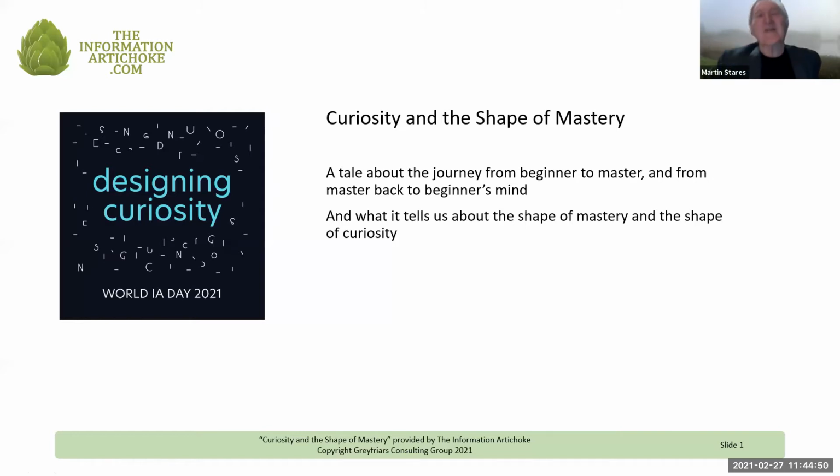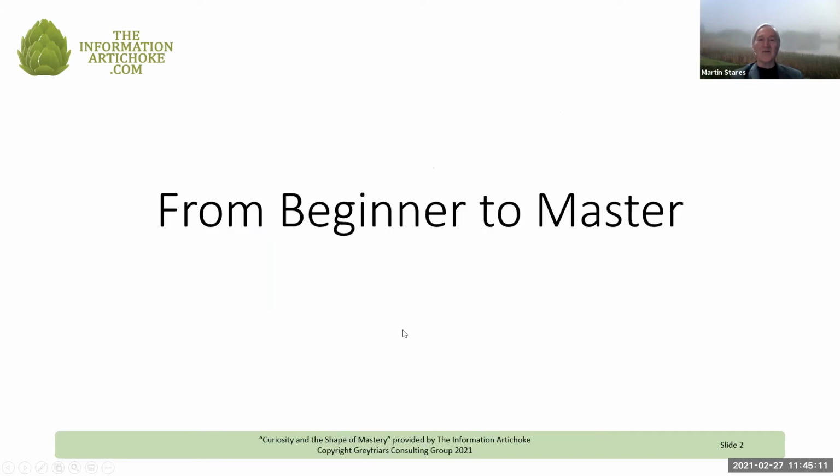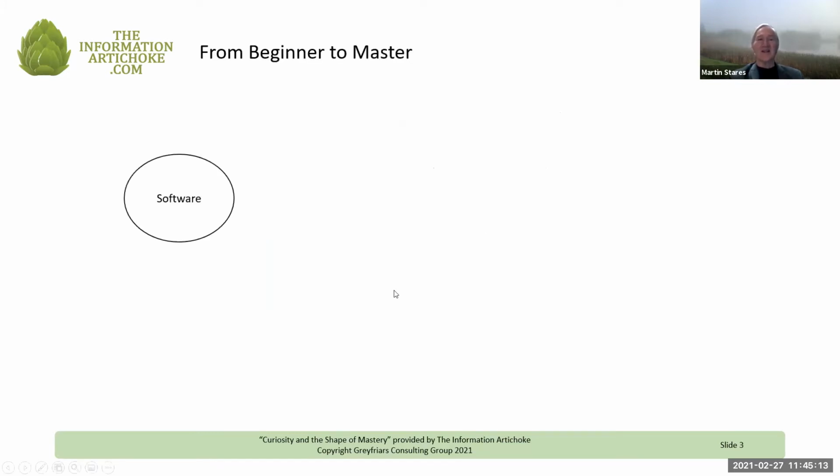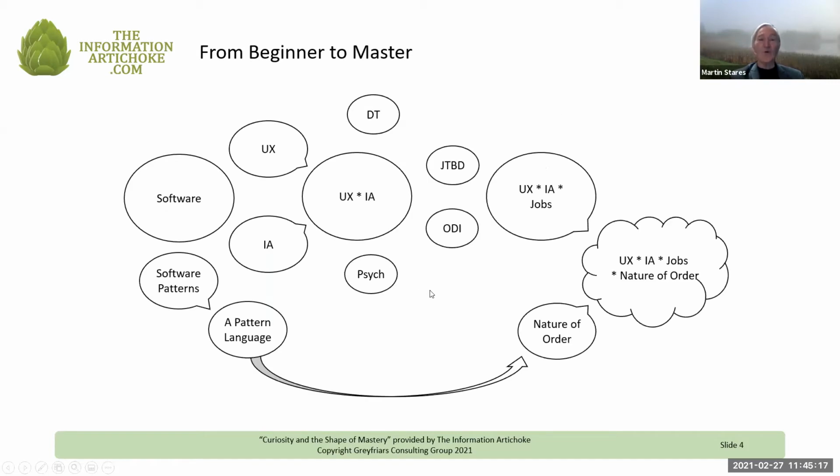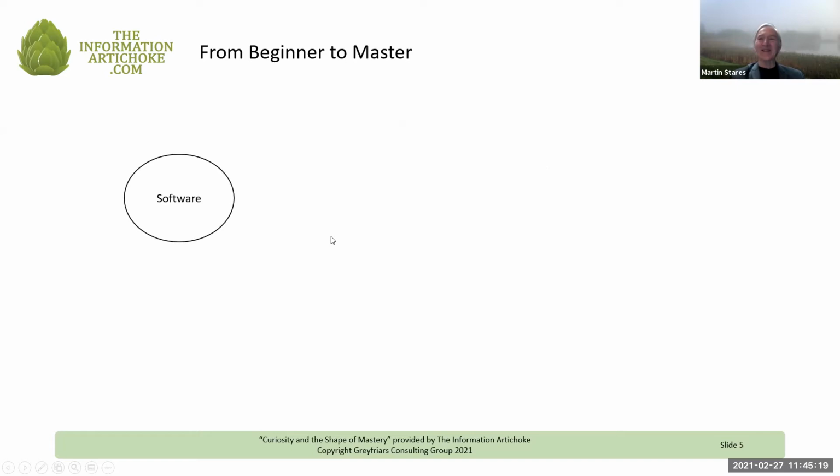So this morning, I'm going to talk about curiosity in the shape of mastery. It'll be about my journey from being a beginner to being a master and what that looks like, and finding myself having to go back from a master to a beginner's mind again. We'll start off by going from beginner to master, and I'll tell you about how I went from there to there. But let's start at the beginning.